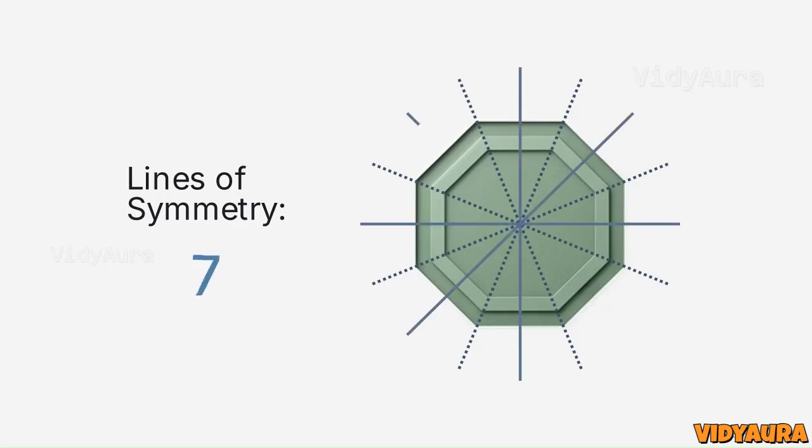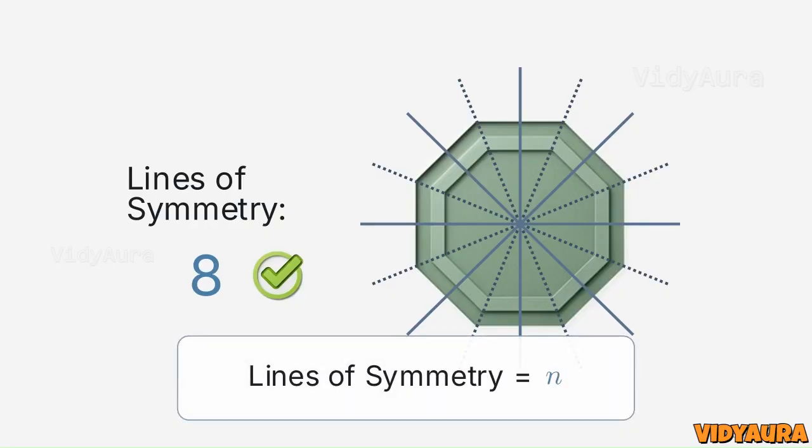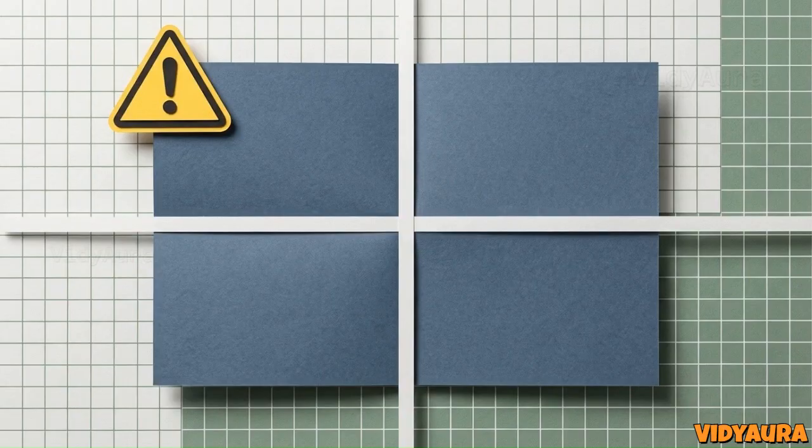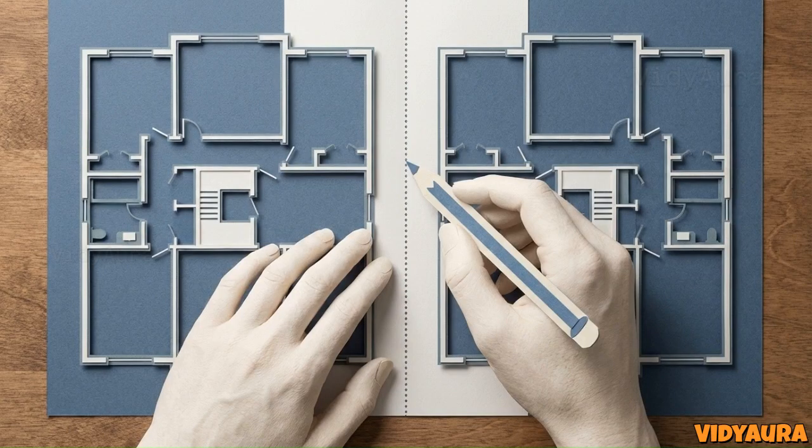Next, drawing lines through the midpoints of the opposite sides adds another 4. With 8 total lines, we see a pattern. For any regular polygon, the lines of symmetry equal its number of sides. Note this rule only applies to regular polygons. A standard rectangle, for example, has only 2 lines of symmetry, 1 horizontal, 1 vertical, rather than 4. Mapping these folds proves that visual balance is a property we can measure and count mathematically.